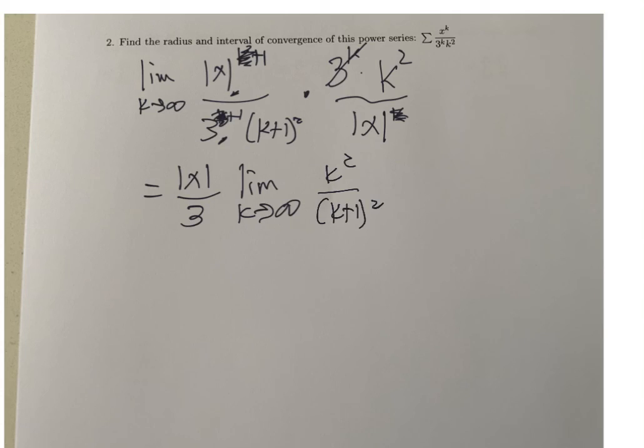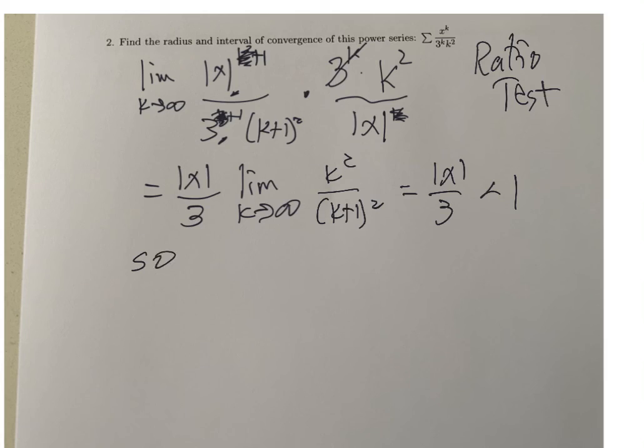So that's a second degree polynomial divided by a second degree. The limit is the ratio of the leading coefficients. Both of them are 1, so the limit is 1. And we get the absolute value of x divided by 3 because this is the ratio test. We need that to be less than 1. And it is for some values of x and not for others. So we need the absolute value of x to be less than 3, and therefore the radius is 3. It converges for all x's between -3 and 3.